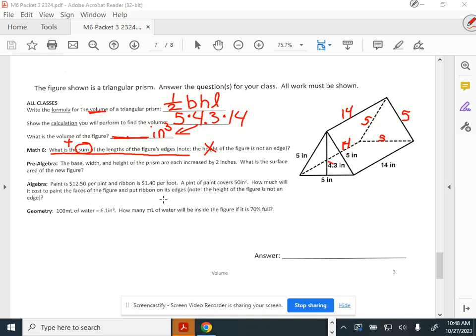Remember, when we're adding edges, that height is not an edge. So do not add the height, just the edges. That answer you're going to put down here on the line. And it's just going to be inches because we did not multiply anything. So you add all of the sides of the triangles and the edges of the rectangle, and tell me how much that is in inches.